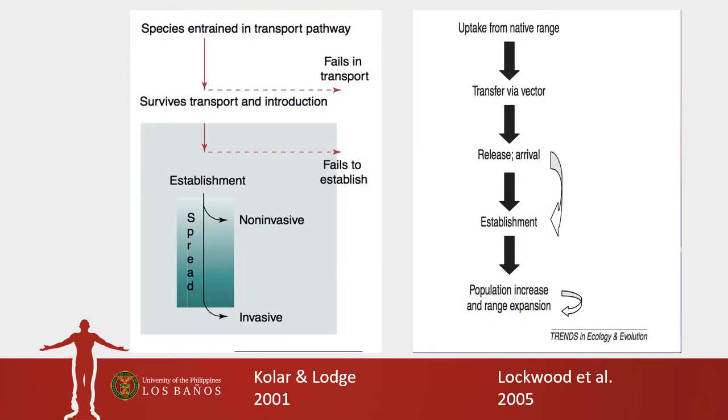In both pathways shown here, a critical stage of the invasion success is how fast an introduced species is able to adapt to its new environment. This will determine whether it will succeed or fail to establish. In Koller and Lodge 2001, characteristics of the established introduced species and interactions with species within the invaded community determine how widespread it will become.